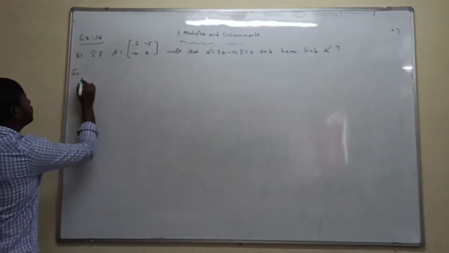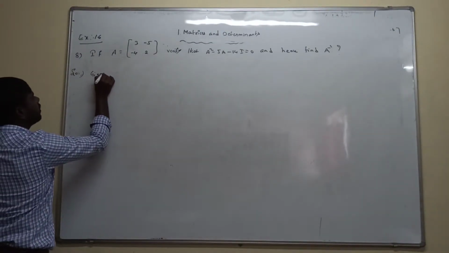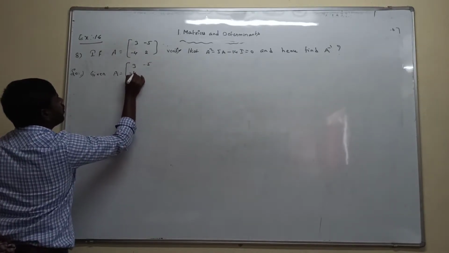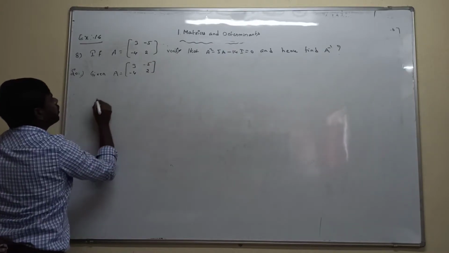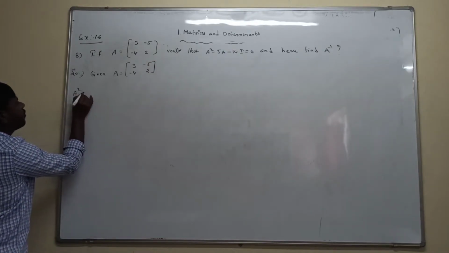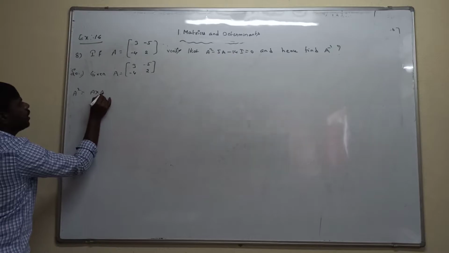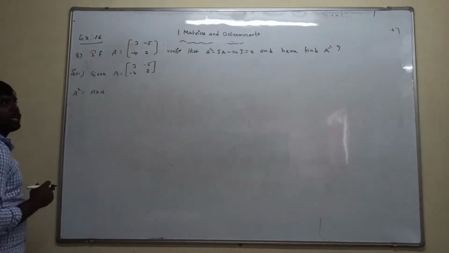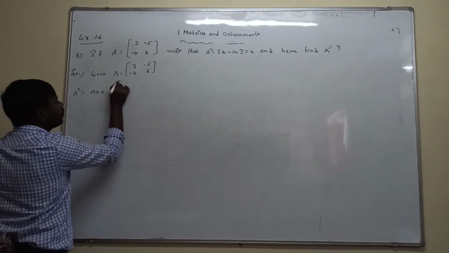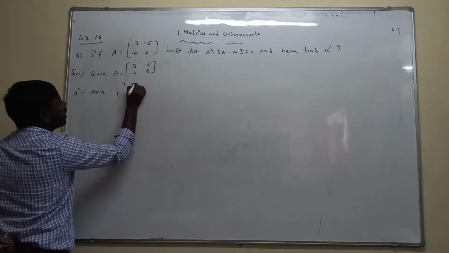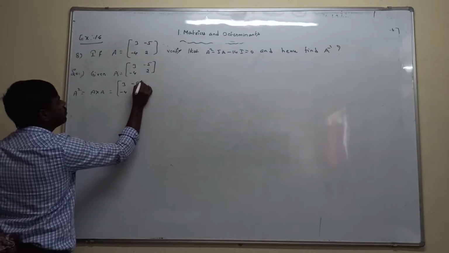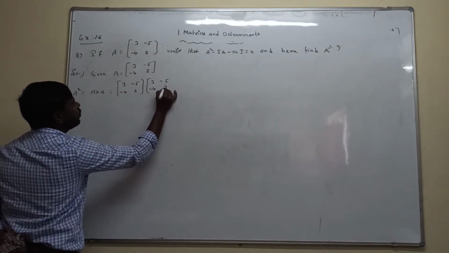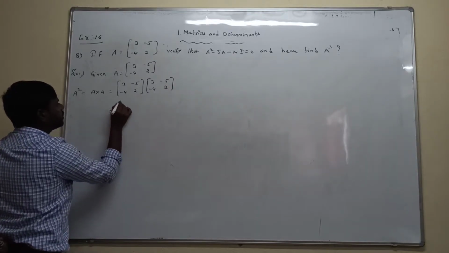See the solution. Given capital A is equal to [3, -5; -4, 2]. A square can be written as A into A. Don't write it element-wise squared; this is the matrix condition. A square can be written as A into A. Substitute the A matrix 2 times: [3, -5; -4, 2] and [3, -5; -4, 2]. Take the product of those two matrices.